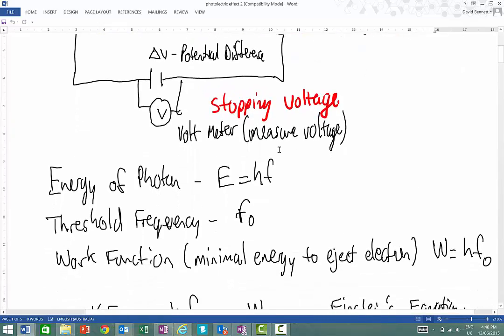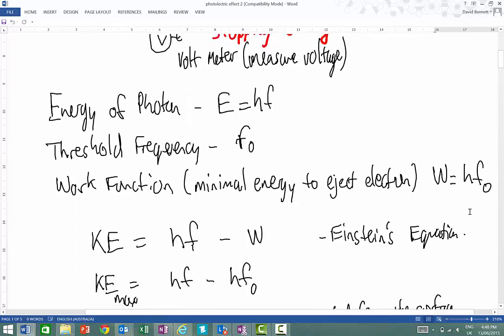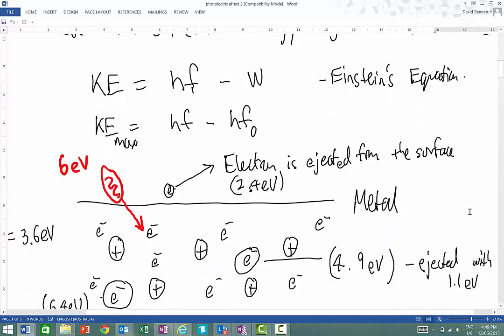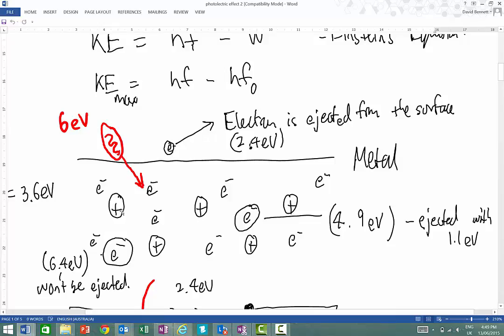So we know that the energy of the photons is equal to hf. We know the threshold frequency is f0. The work function is the minimum energy to eject an electron, and that's equal to h times f0. Just to show you what this might look like in a metal: you've got these nuclei, which are positive, and you've got these delocalized electrons. We're talking about the electrons closest to the surface that are moving around, and the easiest electrons to eject from the surface relate to the work function.